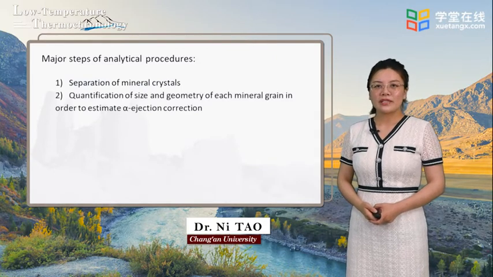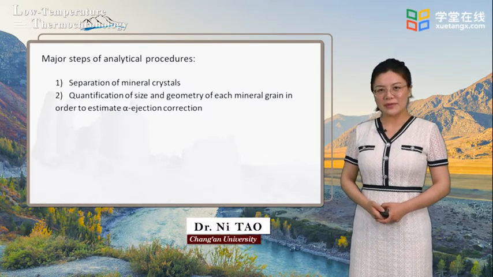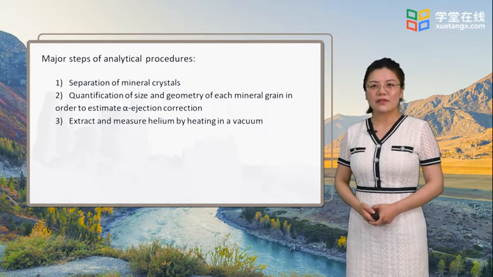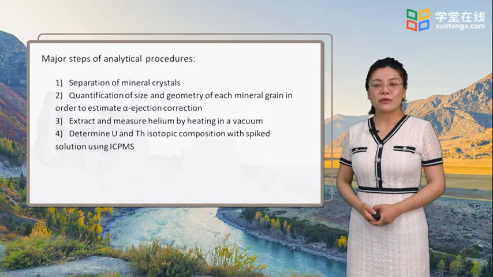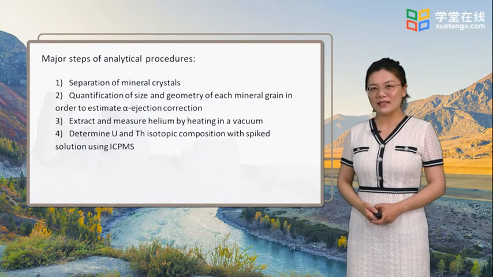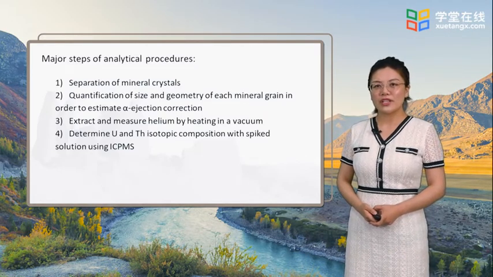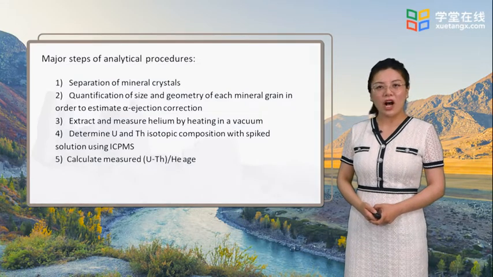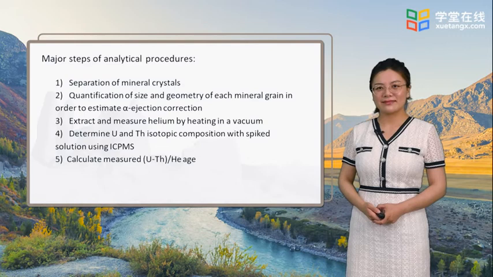2. Quantification of size and geometry of each mineral grain in order to estimate alpha ejection correction. 3. Extract and measure helium by heating in a vacuum system. 4. Determine uranium and thorium isotopic composition with spiked solutions using ICP-MS. And in the end, calculate helium age and correct for alpha ejection. For helium dating, it is recommended to run all samples in multiple replicates for proper data reduction and evaluation.